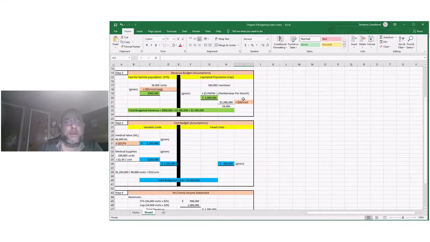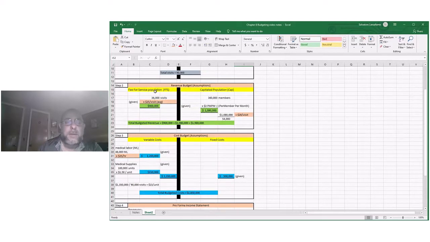So a couple of things that we should know about. First off, the 2 different ways that this company can earn revenue. One is fee for service. That's what FFS stands for. And then it's got capitated population, right? And basically that's another revenue generation that can happen for this particular clinic.